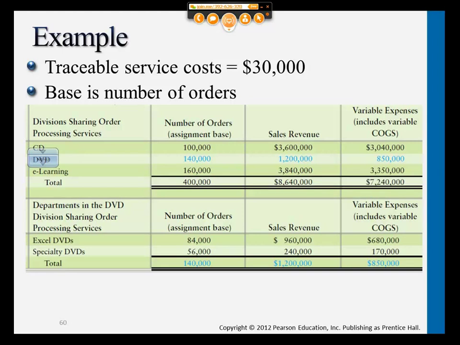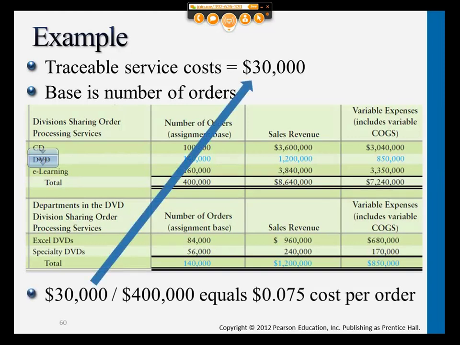Come on. So 40,000 per month is what we have available for our operations. All right. So let's just say that traceable service costs are 30,000. Okay. So what are we going to do here? We'll take our $30,000 and we'll divide it by 400,000, right? So the 30,000 is my traceable service cost, and what am I taking?